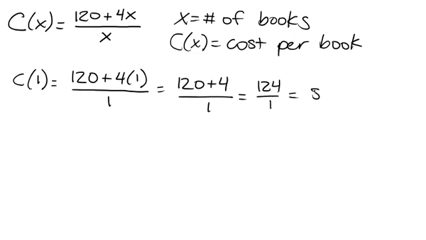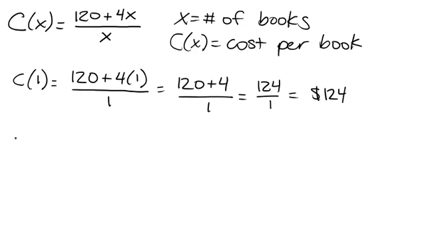Now this seems like a lot of money to pay for one book, but it's the correct answer because in this situation, we have $120, which represents like a startup cost, and then we're paying $4 per book. So if we're only printing one book, that means that we're paying that entire $120 startup cost as part of the cost of the one book. So $120 plus $4 for the materials for that book means I'm paying $124 for one book.